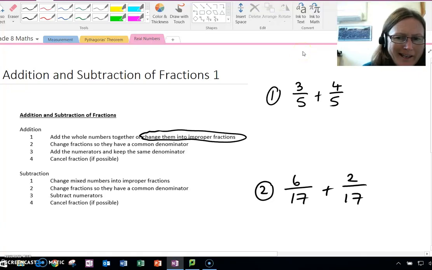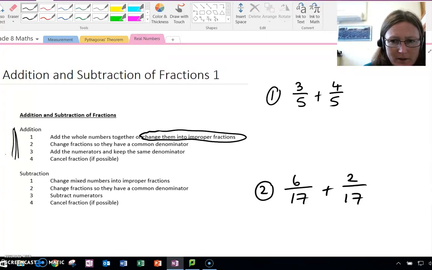Okay, let's look at adding fractions. It's listed here the steps you need to do to add fractions. In step 1, I've highlighted my preferred method. So for step 1 is change mixed numbers into improper fractions. So if we do have a mixed number, first of all change it into an improper fraction.